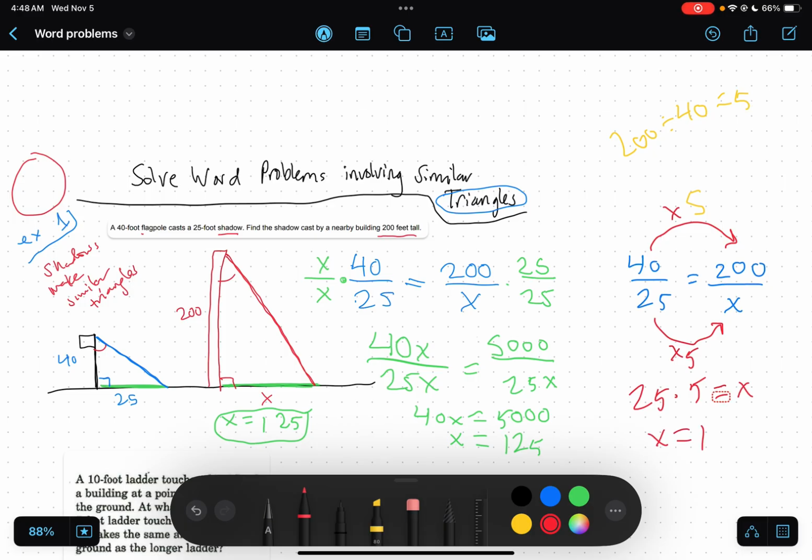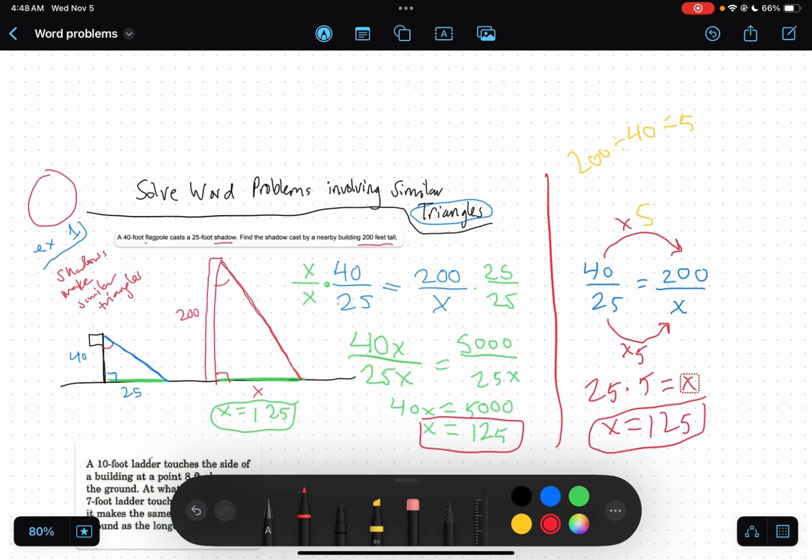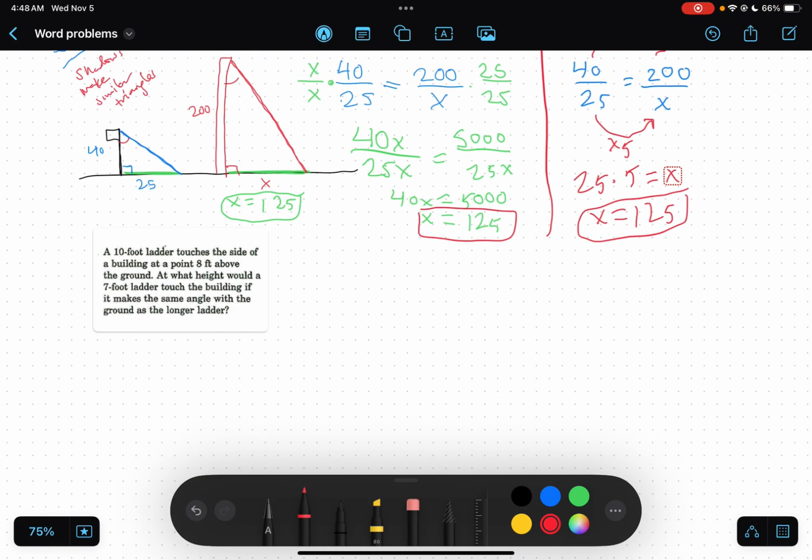And so I also get x equals 125. So obviously both these methods get you the same answer. Solve the proportions however makes more sense to you. But the key step is setting up the diagram with the triangles. All right, we're going to do a couple more examples to just practice turning these word problems into triangles.